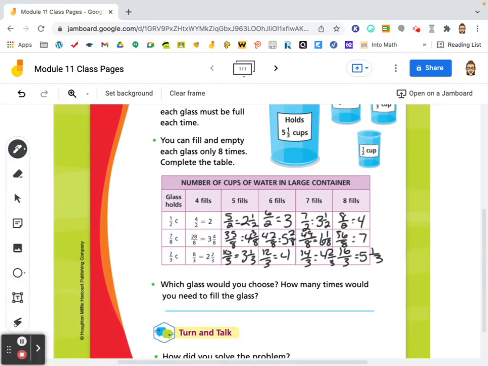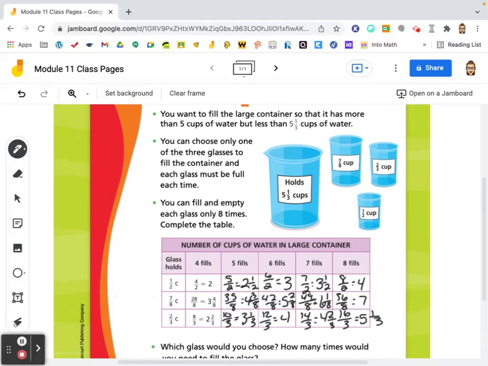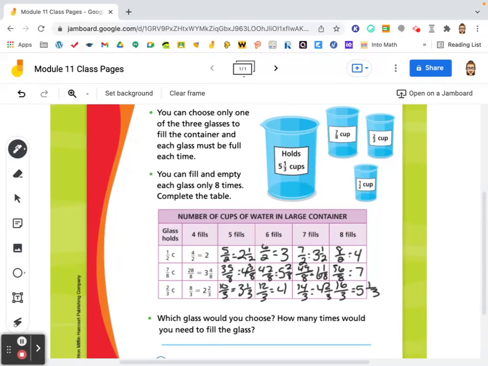So it says, which glass would you choose and how many times would you need to fill the glass? Well, you'd pick the only ones that have more than 5. So it wouldn't be 1/2. And so 2/3 has more than 5, but it has 5 and 1/3. We want to do less than that, so it doesn't work. So we'd have to have the 7/8 cup. And then we would want to fill it 6 fills.